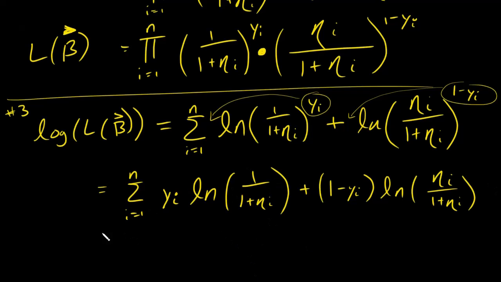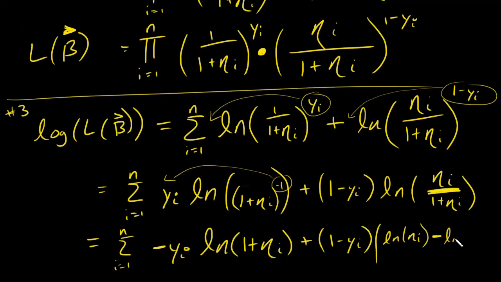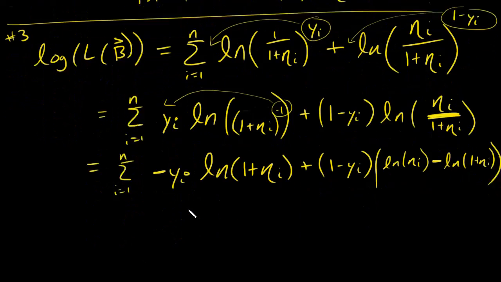Now I can do some more simplification. This is 1 over, so that's the same thing as to the negative 1 power. Once again I can bring that down. And so I have the sum from i equals 1 to n of negative yi times the ln of 1 plus nu i, plus 1 minus yi. Then I can do something similar, since I have a division here. So this is the ln of nu i minus the ln of 1 plus nu i. I'm just using some properties of log.